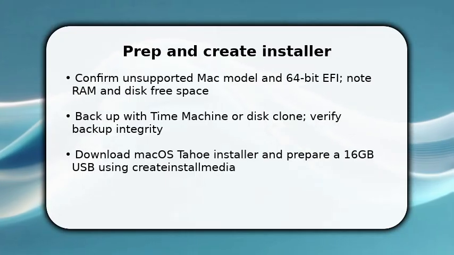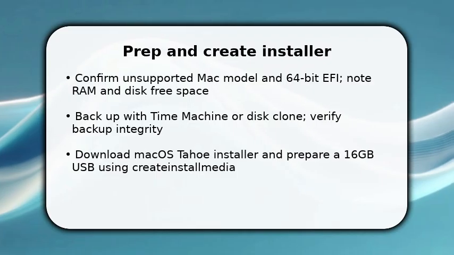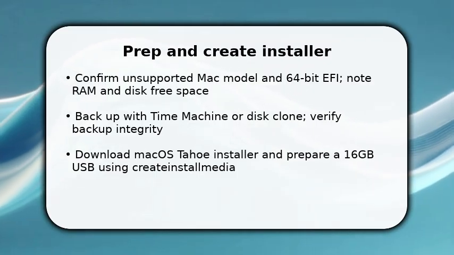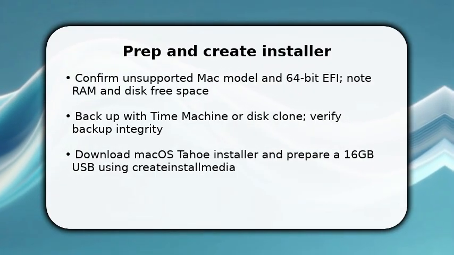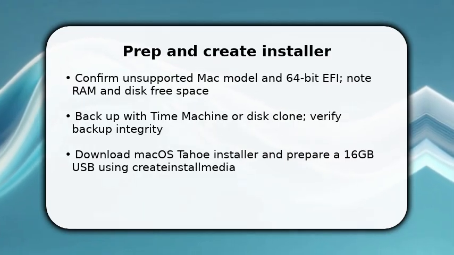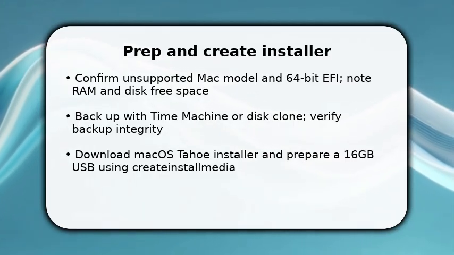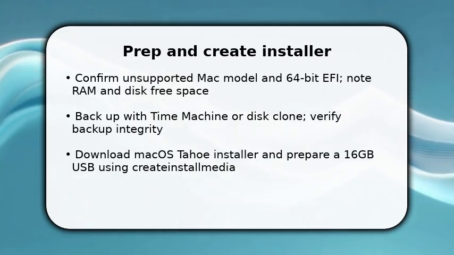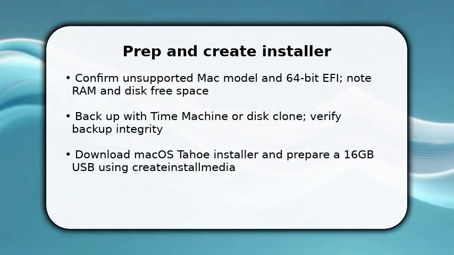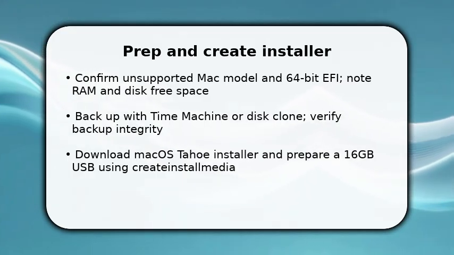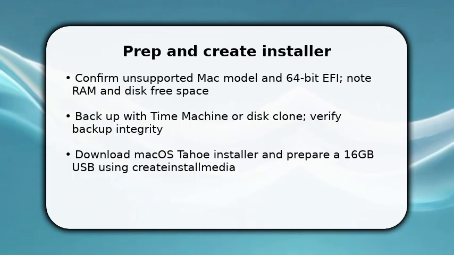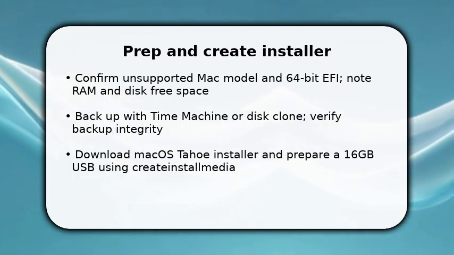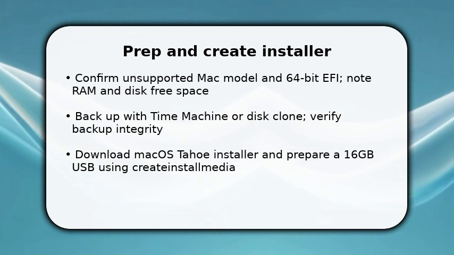You start by verifying your Mac's hardware: CPU, 64-bit EFI, RAM, and free disk space. Once done, back up everything with Time Machine or a full clone so you can revert if needed. Next, download the official Tahoe installer from a trusted source and use Create-Install Media to make a bootable USB. Make sure the USB is formatted as Mac OS Extended, journaled with GUID. That gets you past most initial blockers and moves straight into patching.